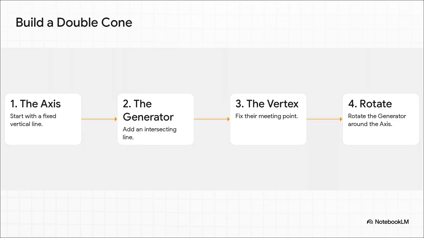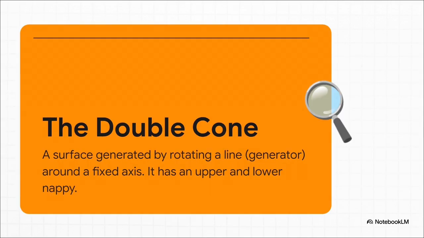We're going to take that generator line and spin it, rotate it all the way around the axis, but keep that vertex point locked right in place. And as it spins, it starts to trace this incredible shape. And this is what you get, a perfect double cone. It looks like a kind of infinite hourglass, right? It's got a top half and a bottom half, and in geometry, we call those halves nappes. This amazing 3D shape, this is the treasure chest that holds all the shapes we're looking for.